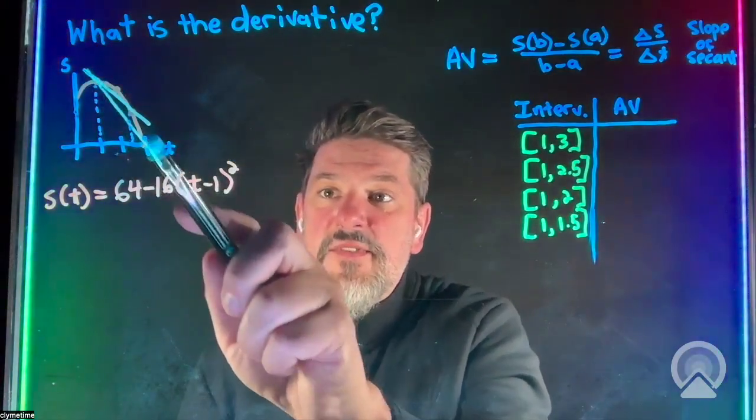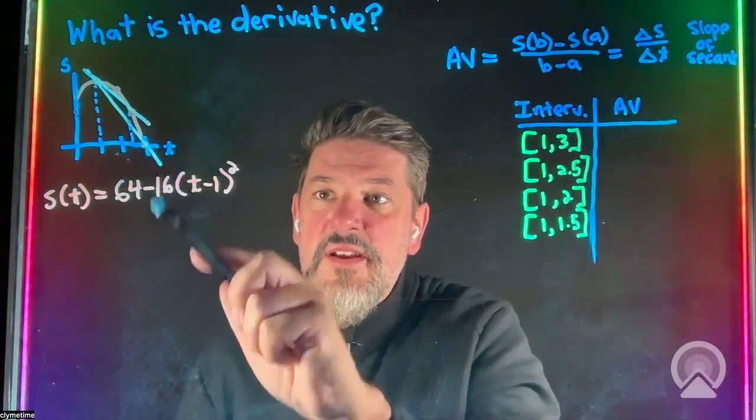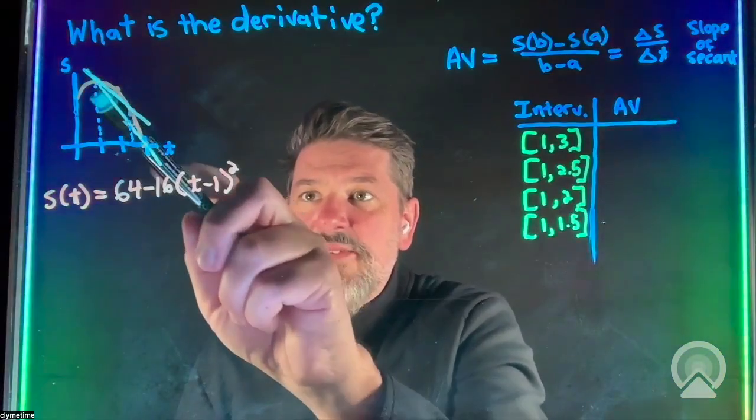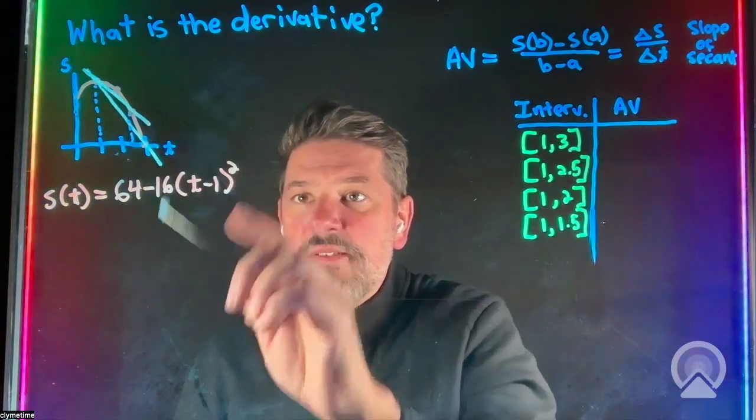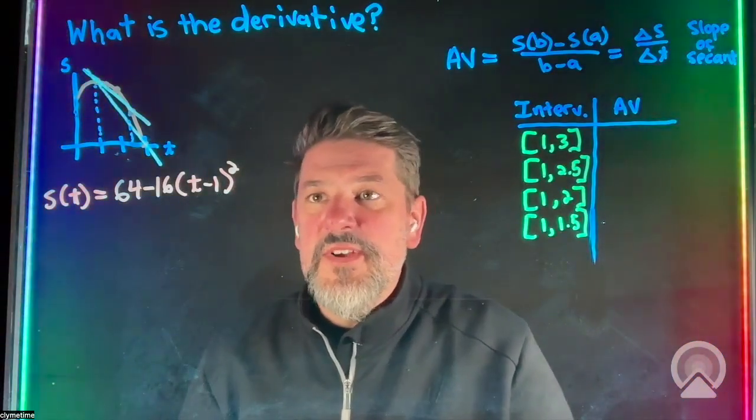So we'd expect our average velocity from the peak to there to be a higher magnitude than from the peak to here, which is 2.5 seconds.